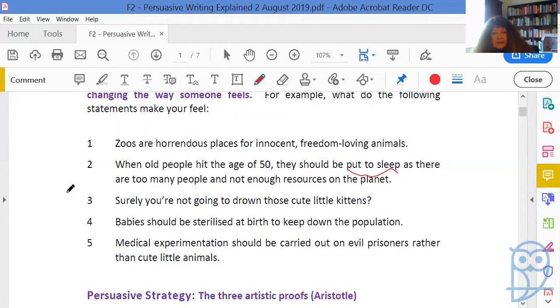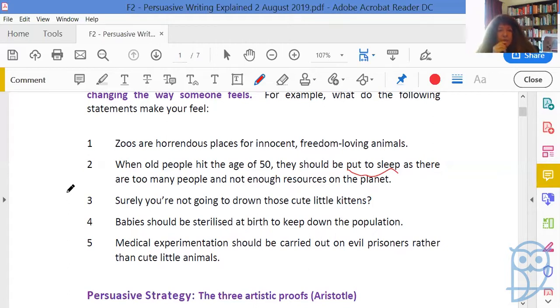Right, going on to number 3 now. This is a different kettle of fish. And this has happened a lot and still happens when people do not sterilize animals. Surely you're not going to drown those cute little kittens?